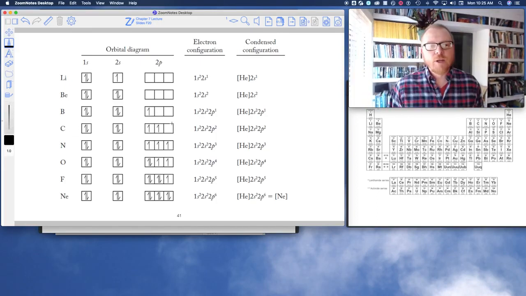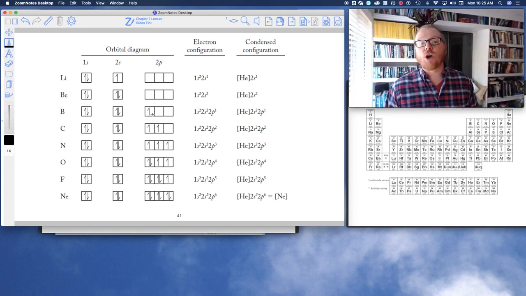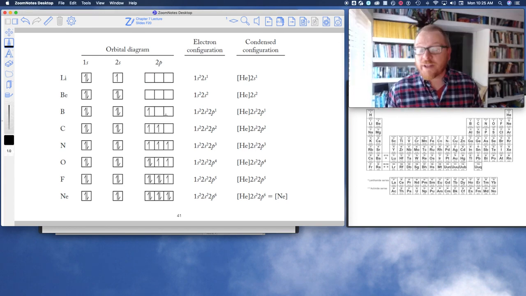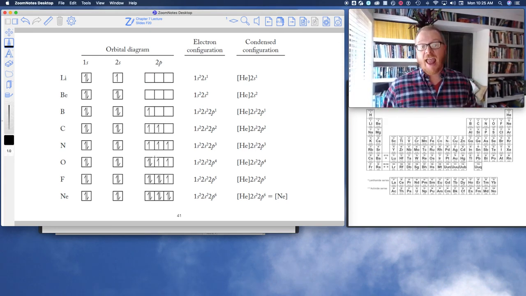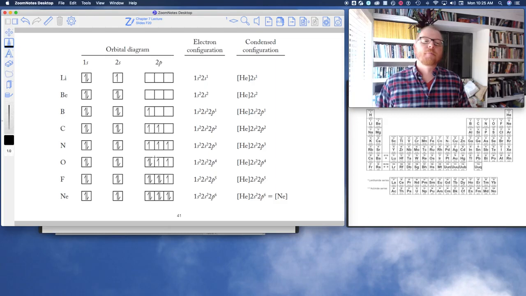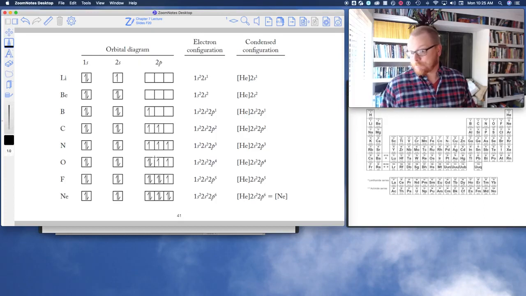I'm adding one more electron, but I don't pair it up because there are open orbitals. And if there are open orbitals, those electrons will spread in, much like how you all are in the lecture hall: if there's an open seat, you will take it, right?